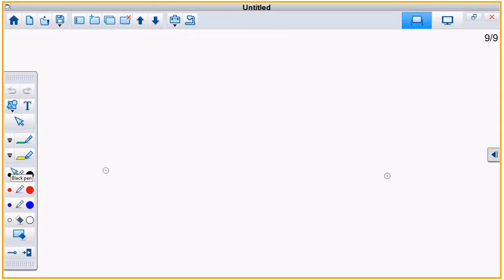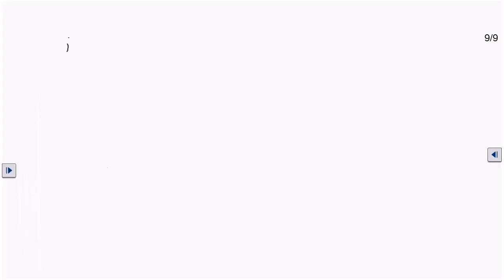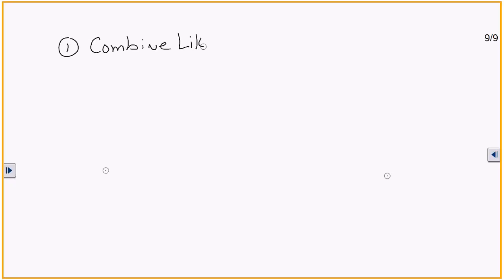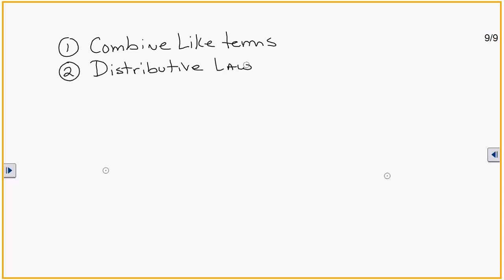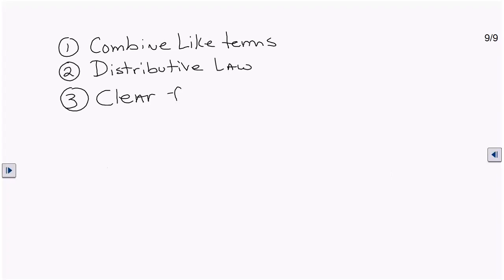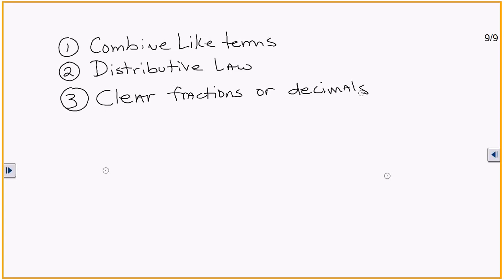One, you combine like terms. Two, you use the distributive law. And three, clear fractions or decimals. And I'm going to show you a couple of each, so therefore you know what the difference between the three are.